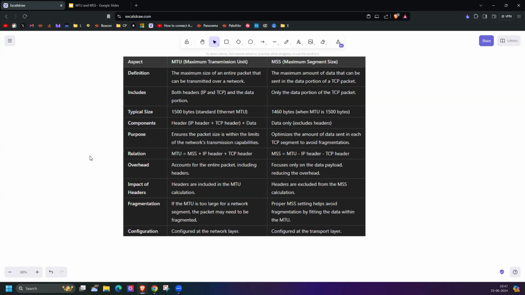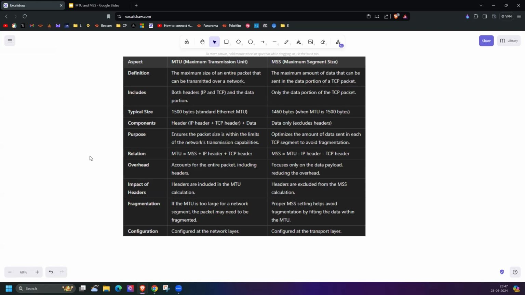And MSS is the maximum amount of data that can be sent in the data portion of the TCP packet. This is the definition. Now, what's included in MTU? It includes the IP and TCP header and the actual data portion, whereas MSS is only the data portion of the TCP packet. The typical size of MTU is 1500 bytes as standard, whereas MSS is typically 1460 bytes.